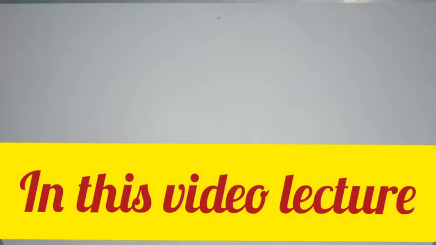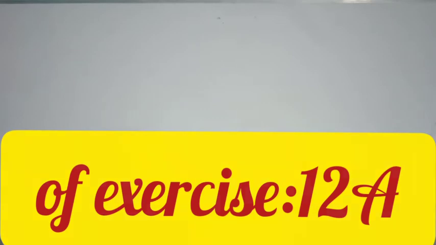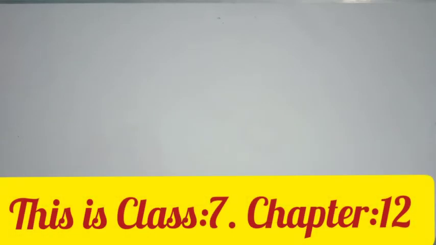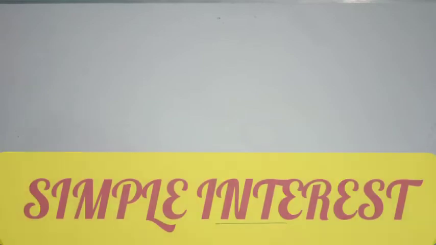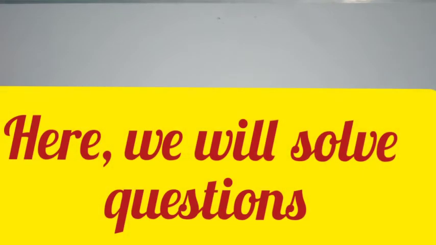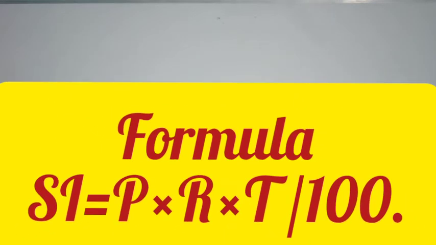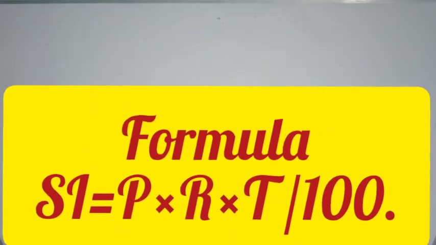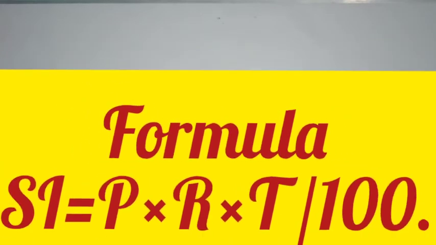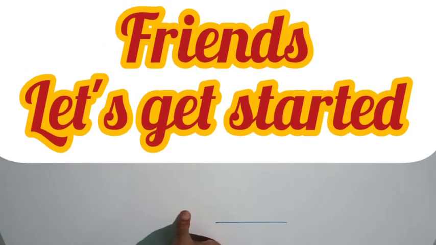Friends, in this video lecture, we will discuss a couple of questions of exercise 12A. This is class 7th, chapter 12, simple interest. So here, friends, we will solve questions from 1 to 9, and these are totally based on the single formula, that is SI is equal to P into R into T divided by 100. So friends, let's get started.